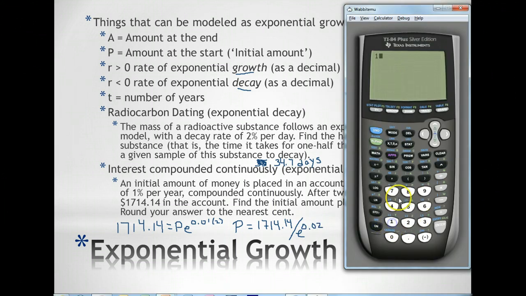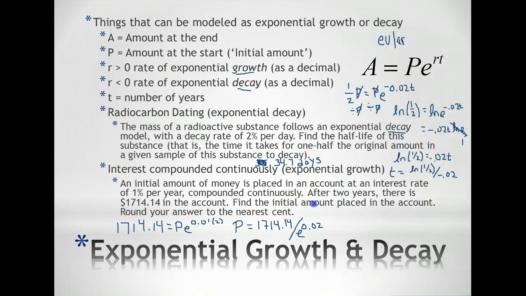Okay, so I type in 1714.14 divided by e to the power, so second natural log gives me e to the power 0.02, $1,680.20. Always round to the nearest penny in money problems. 1680 and 20 cents. So the original money I had in the account was $1,680.20. That's it. That's all my examples.